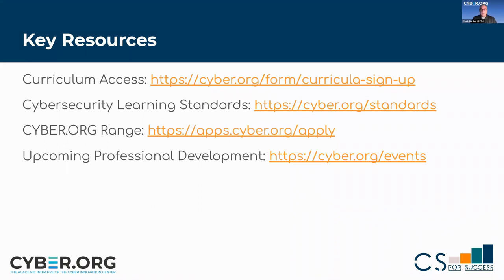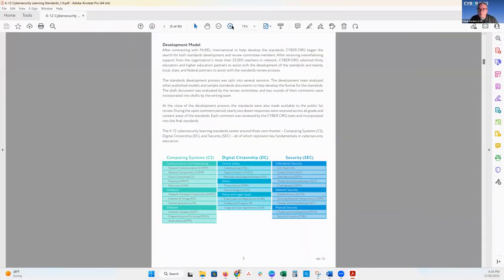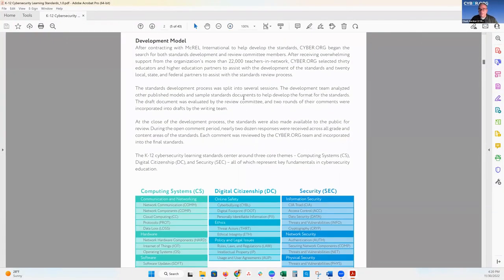That was it, apparently. So the standards are broken into three categories. We talk about, I'm trying to pull up my slide on my laptop, and it's not there either. So we have computing systems, digital citizenship, and security, which includes physical security. Waiting for this page to open. Oh, there it is.